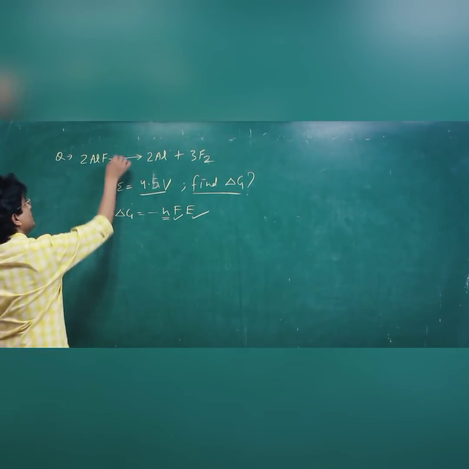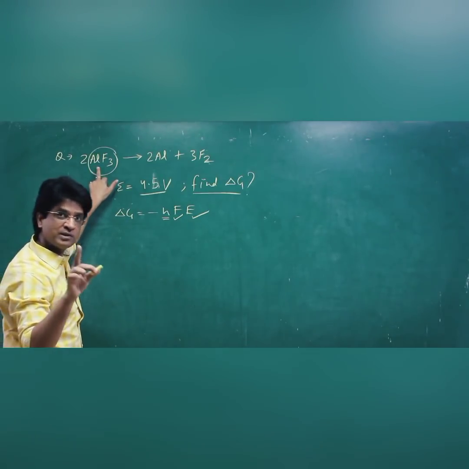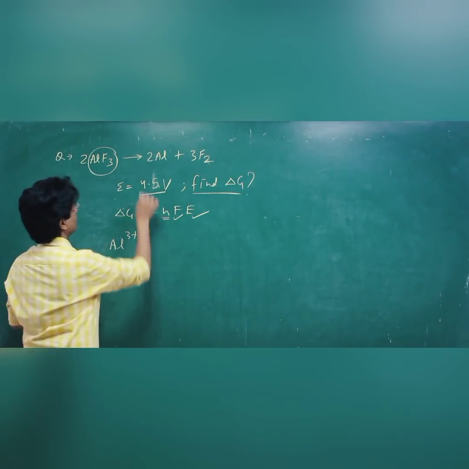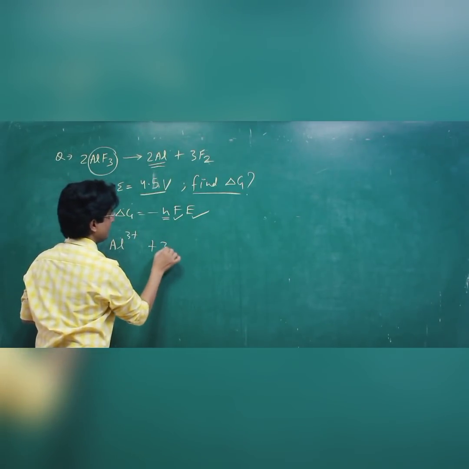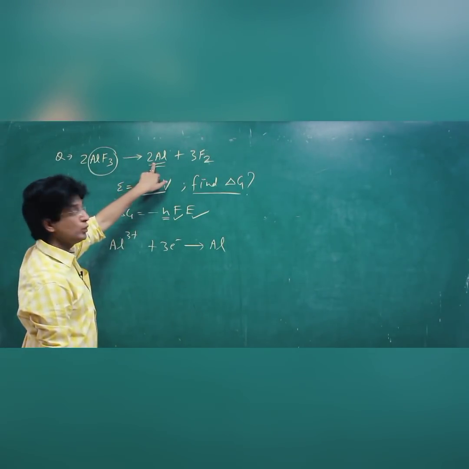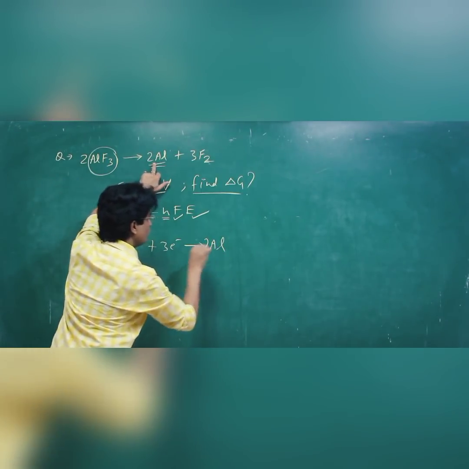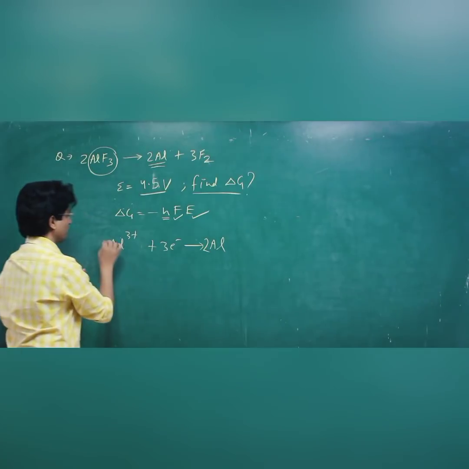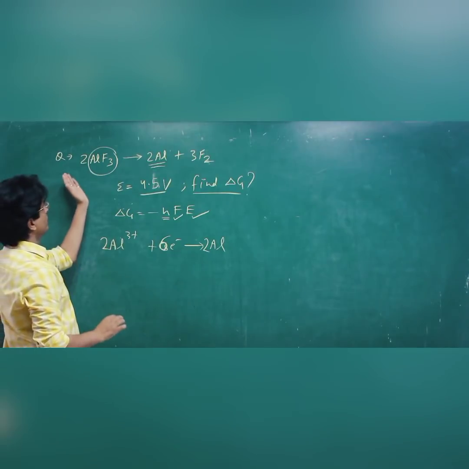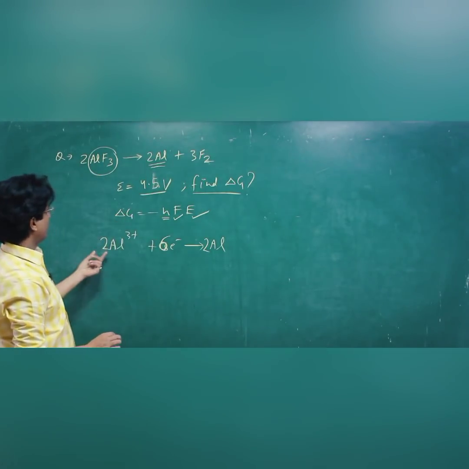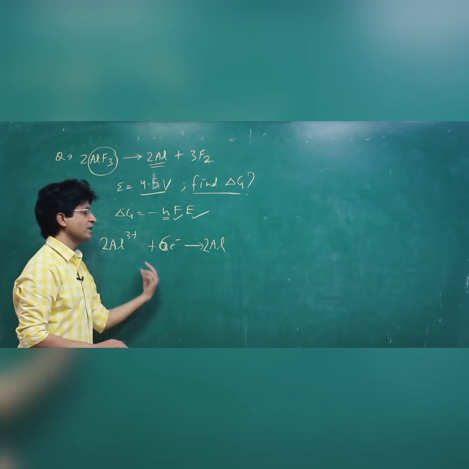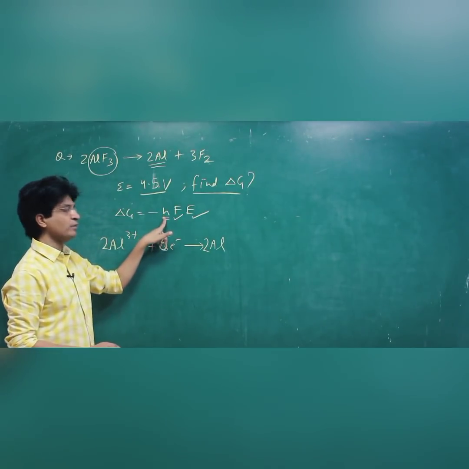Now see that in this compound aluminum is present in +3 state. So aluminium is +3. It is becoming aluminium by accepting 3 electrons to give you aluminium. How many aluminium do I want? 2 aluminium. So if I want 2 aluminium, I should multiply this equation by 2. This will become 2Al3+, and this will become 6 electrons. So 6 electrons are transferred. Aluminum is accepting 6 electrons and fluoride will be giving 6 electrons. So net electron transfer is 6. So n in this formula is 6.